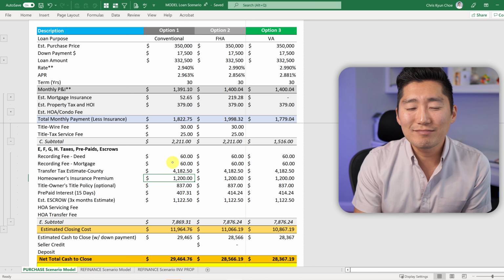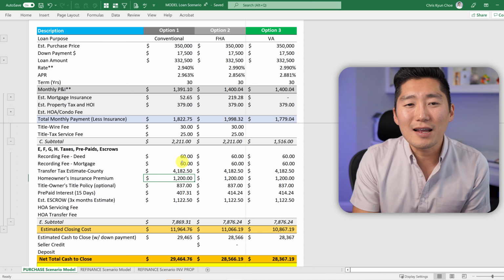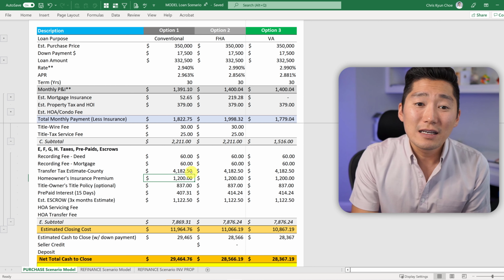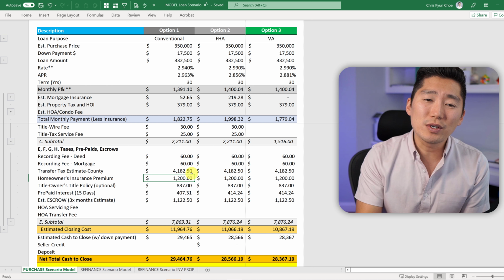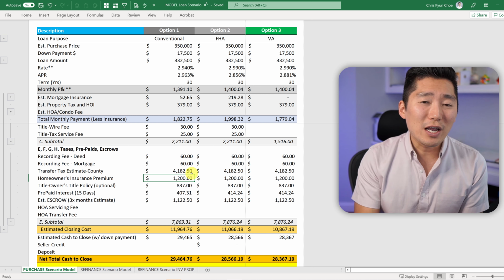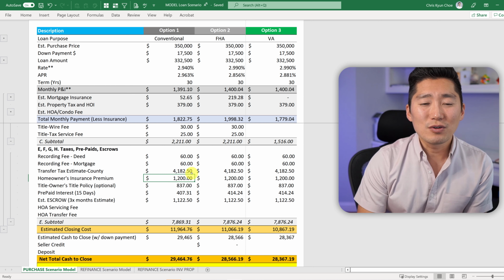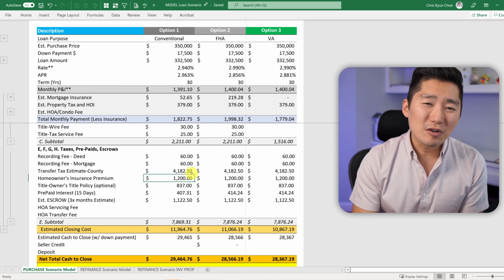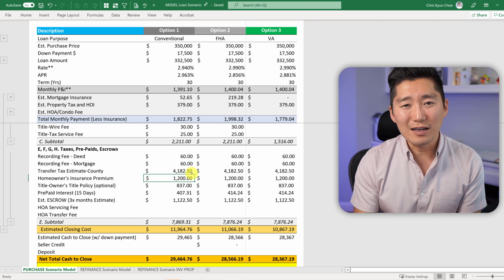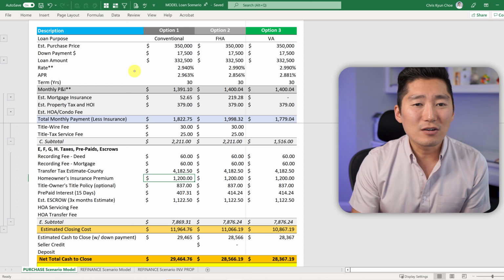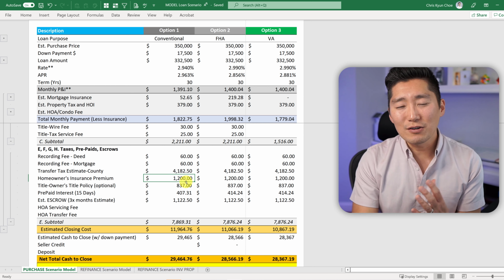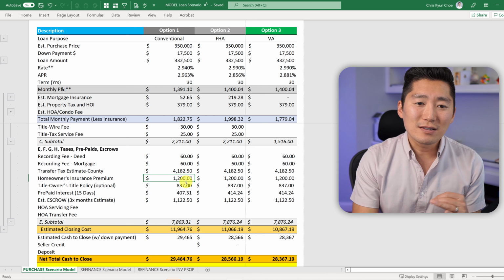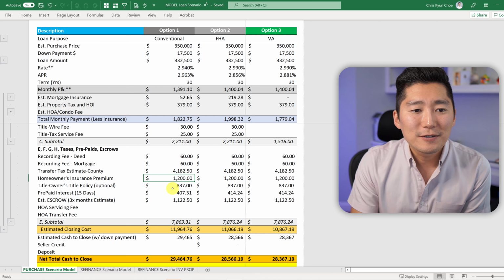Homeowners insurance premium, I'm just taking a swag right now because I don't know exactly what the property is. And by the way, this whole quote is for a single family primary residence. If it was a condo or a townhome, second home, or an investment property, this entire scenario would change. So single family primary residence is what we're basing this on.